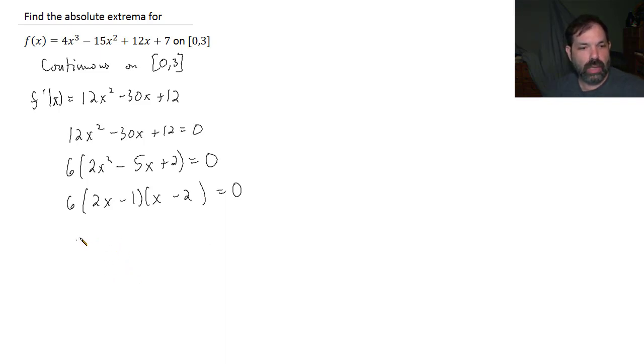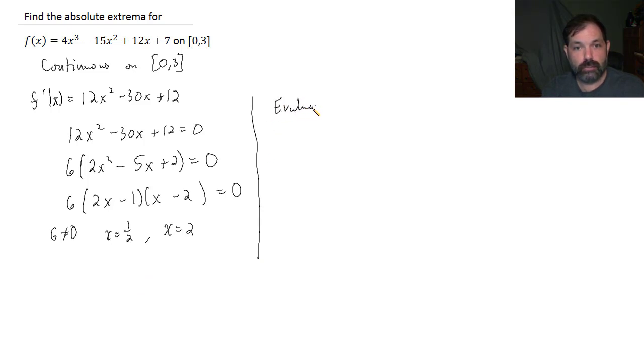So that means 6 cannot equal 0, right? That's a constant factor. 2x minus 1 can equal 0. That would imply that x is 1/2. x minus 2 equals 0 would imply that x equals 2. All right, so checking the endpoints and the critical numbers, we would need to now evaluate f of 0, f of 1/2, f of 2, and f of 3.